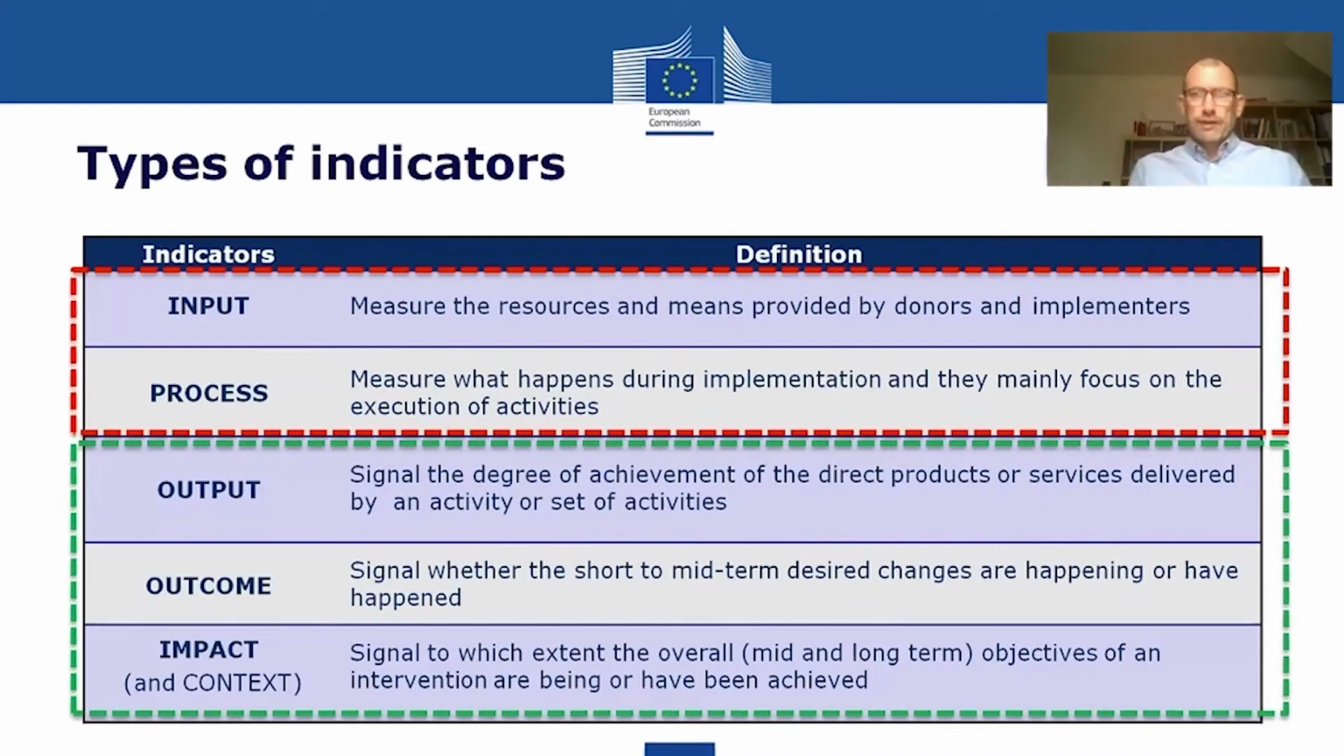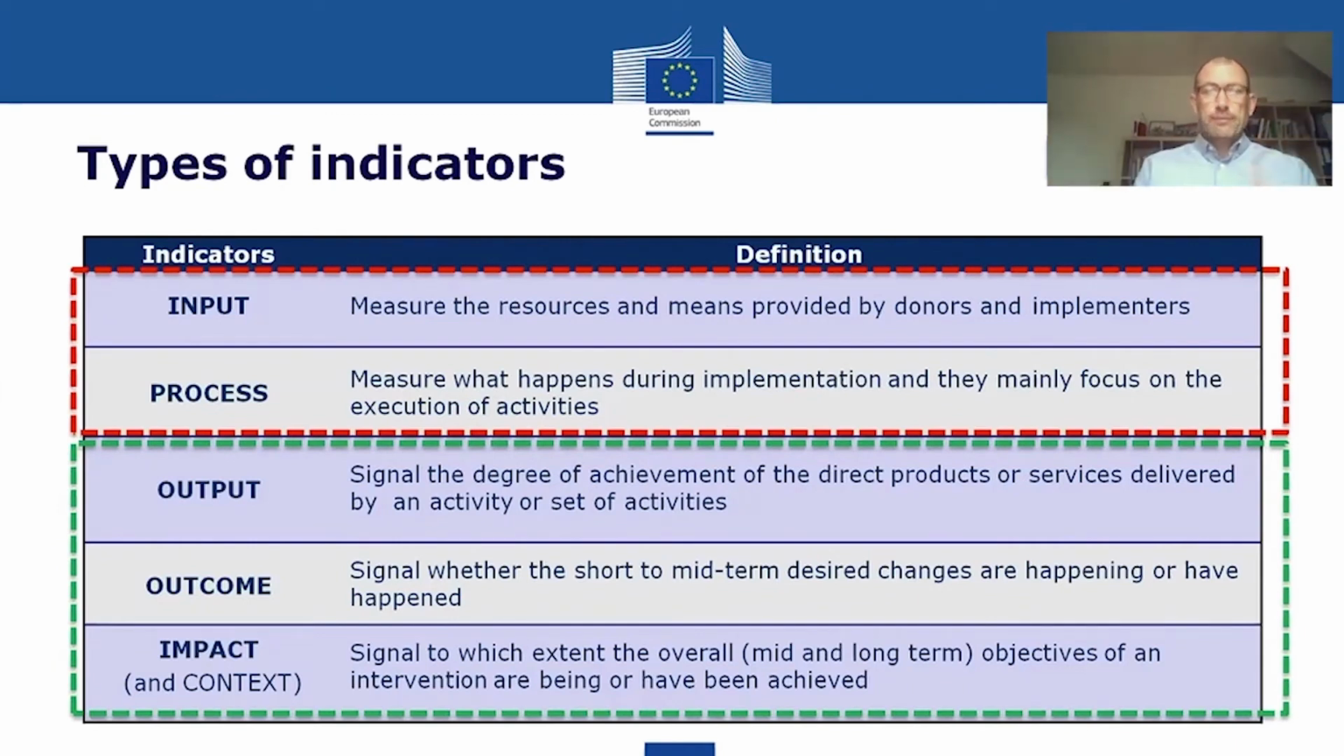Below them, we've got 3 other different types of indicators, and they're in a green box. The green box are results indicators. When you want to know what results you're getting, then you should be very interested in your output indicators, your outcome indicators, and your impact indicators. If you're interested in the implementation, then you're looking at your process indicators.